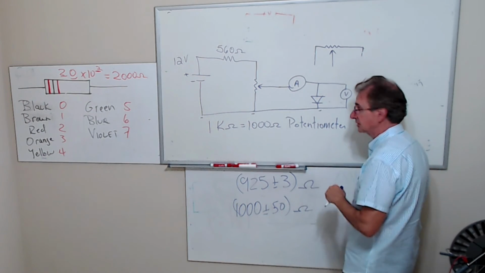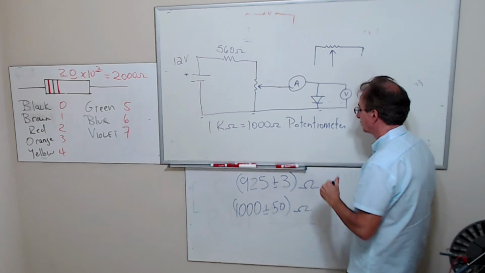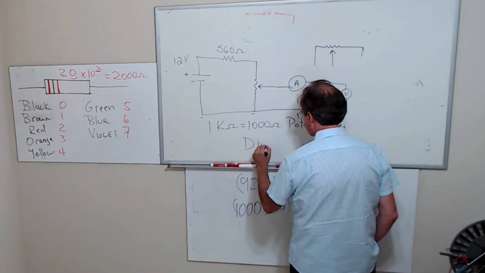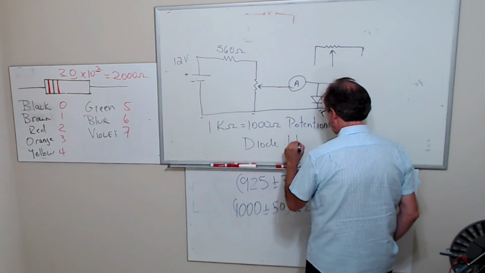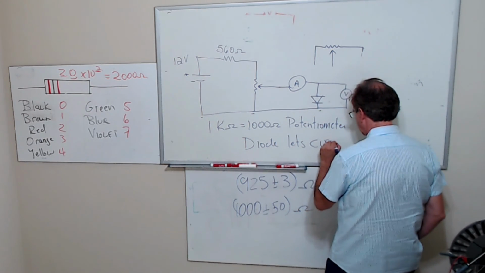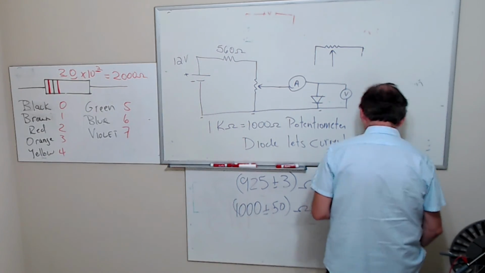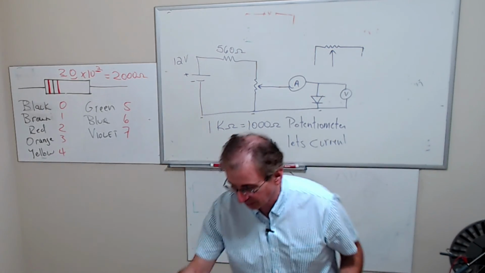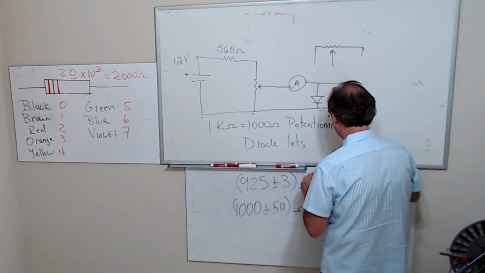So what does this thing do? This thing only lets current go in one direction. So a diode lets charge, I should say charge, I don't want to say current because that's redundant, flow in one direction.